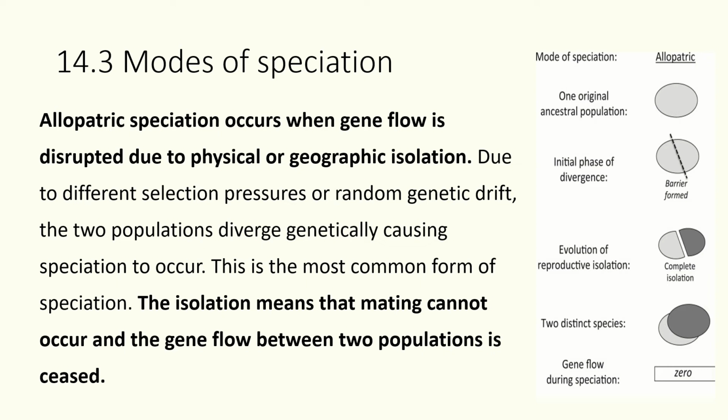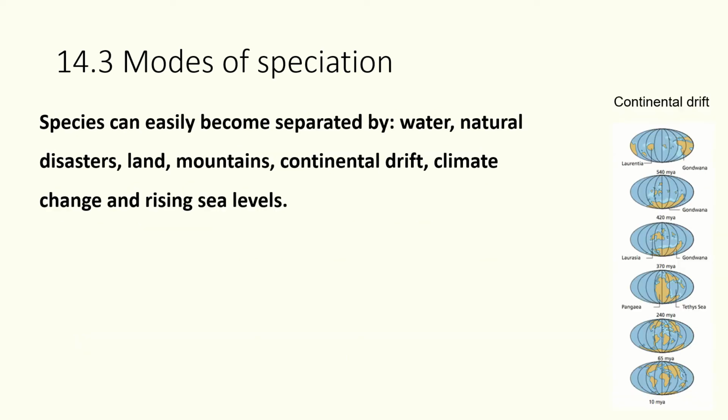And because of this reduction in gene flow, different selection pressures or random genetic drift are going to act on these two populations, causing them to undergo microevolution, diverge from each other genetically, becoming more genetically different over time, and then resulting in speciation. So there's absolutely no mating or gene flow in these populations, and this is the most common form of speciation, and it's probably what most of you think of when you think of evolution and speciation. It's definitely the one favored most throughout evolutionary biology.